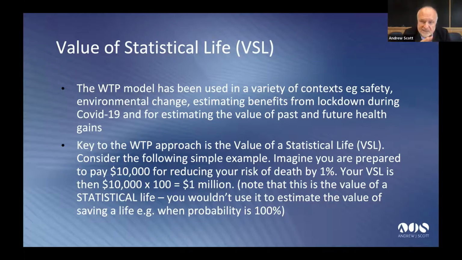And it is a statistical life. So the standard motivation would be something like in road transport. If you're prepared to spend $10,000 on a safety feature that reduces your risk of dying by 1%, then the value of a statistical life is 10,000 times 100. Because if it's 10,000 for 1%, then 100% is a whole statistical life. So it's 100 times the 10,000. So your VSL would be $1 million.